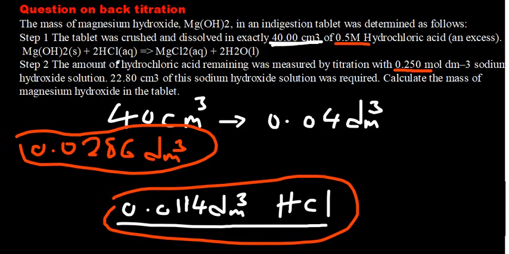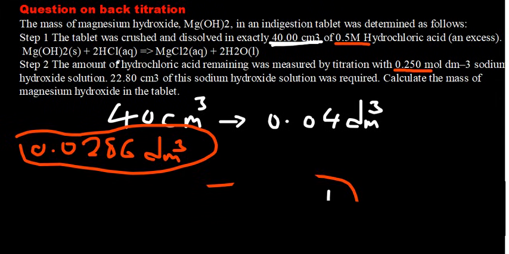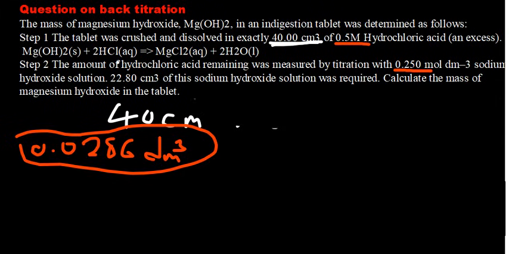So what do we do now that we've determined the volume? If you look at the first part of the experiment, you are also given the concentration of the acid that you're using. So you are also able to determine what? The number of moles. We understand that the number of moles is a product of concentration by volume.